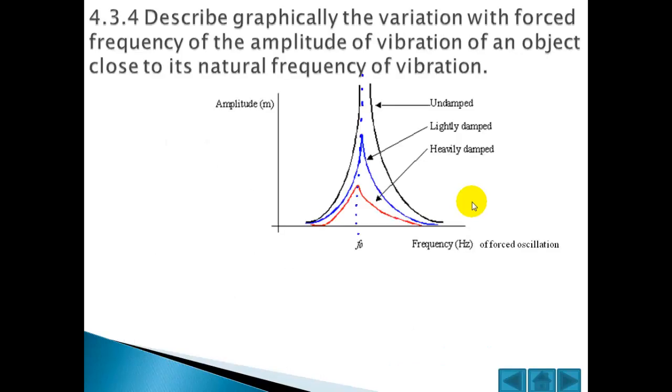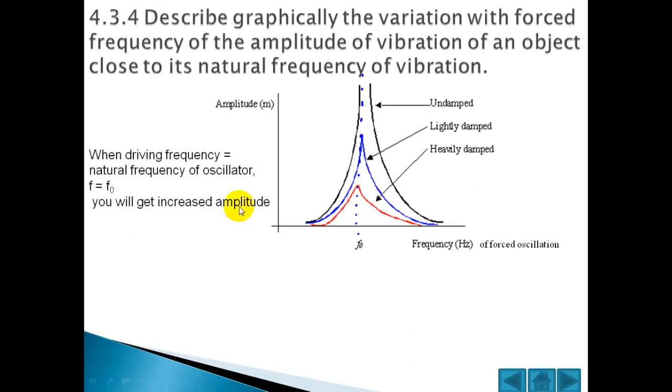Here we have a graph which will show this. When the driving frequency equals the natural frequency of the oscillator, in other words F is equal to F0, where F0 is the natural frequency, you will get an increased amplitude. The amplitude will depend on how damped the system is. But let's take the red line here. The natural frequency is F0.